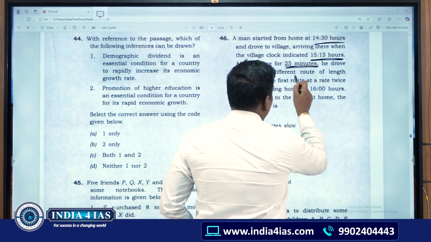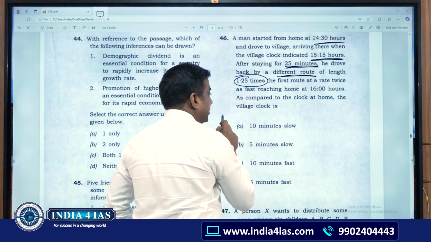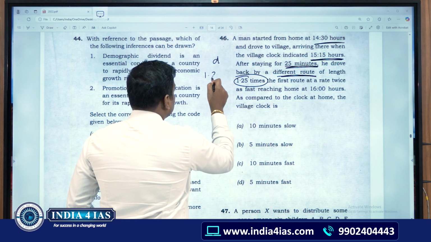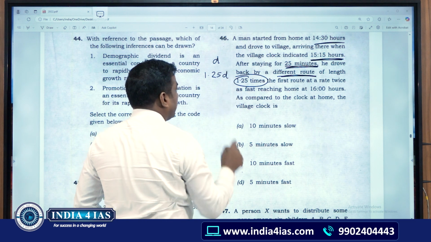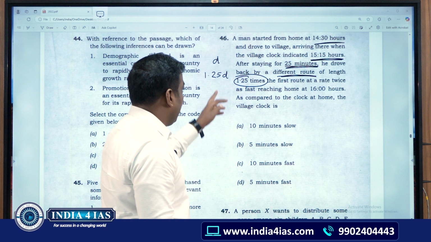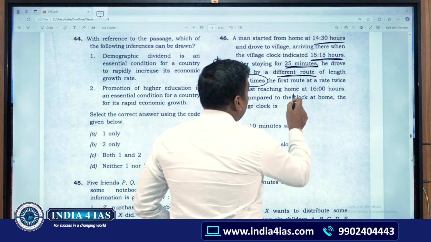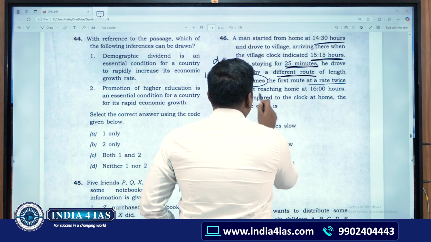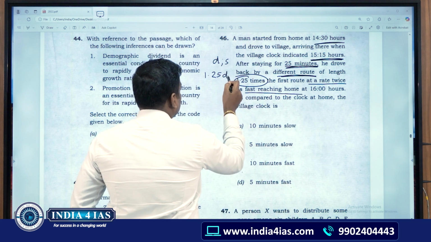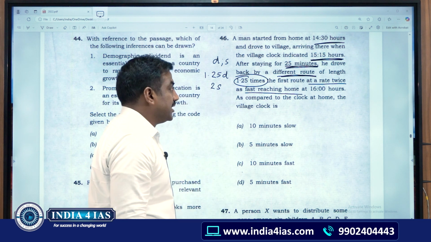he drove back by a different route. He drove by a different route of length 1.25 times. So while going, if the distance was d, while coming back his distance was 1.25 d. At a rate twice as fast. So initially if his speed was s, now his speed is twice, so 2s is his speed.